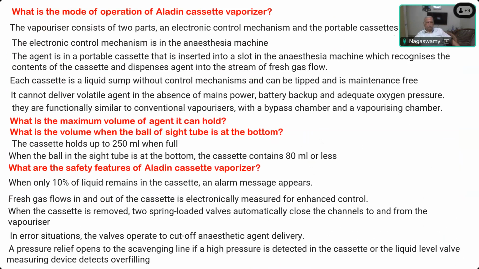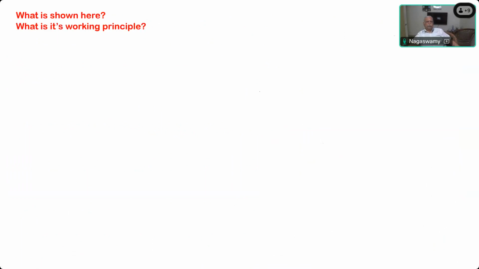And a pressure relief opens to the scavenging line if high pressure is detected in the cassette, or if the liquid level valve measuring the device detects overfilling. So in both these conditions, it will automatically give a pressure venting outside.